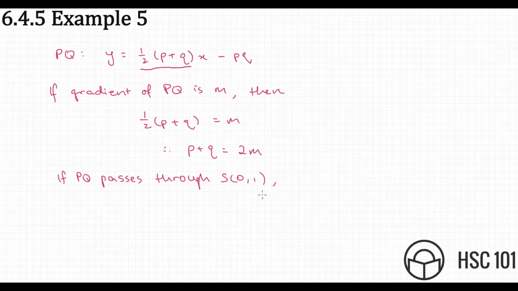Similarly, if PQ is a focal chord, that means it passes through S (0, 1). So I need 1, for y, to equal half (p plus q) times x, which is 0, minus pq. Half (p plus q) times 0 is just 0, because anything times 0 is 0. So 1 equals negative pq, which shows that p times q has to equal negative 1. That's what we are asked to show for part 3.